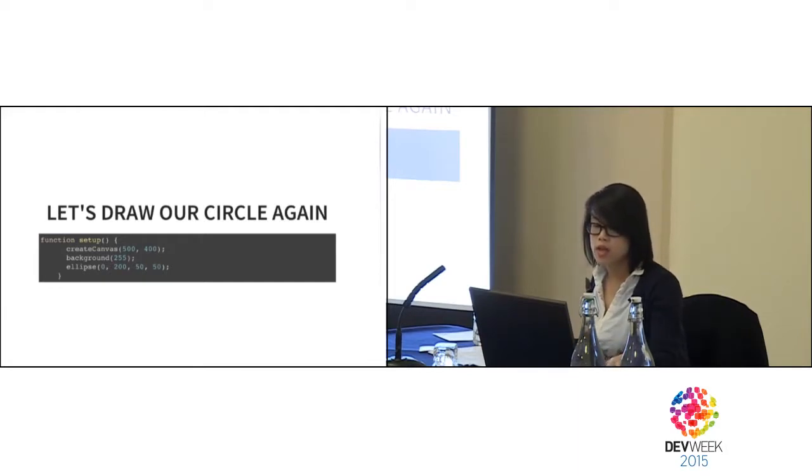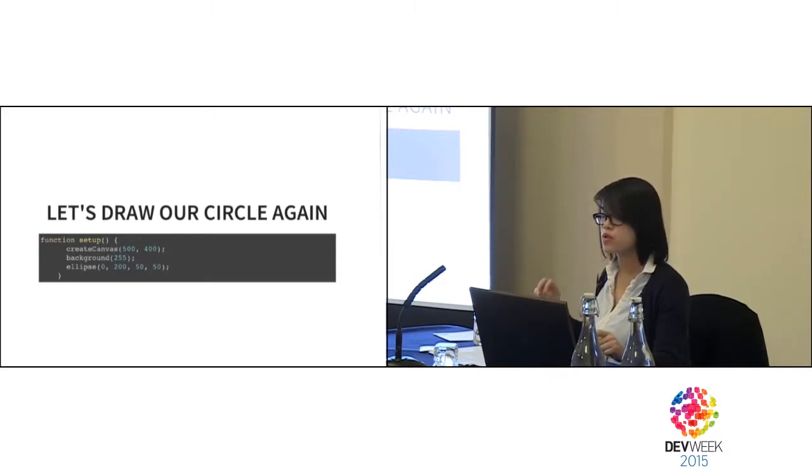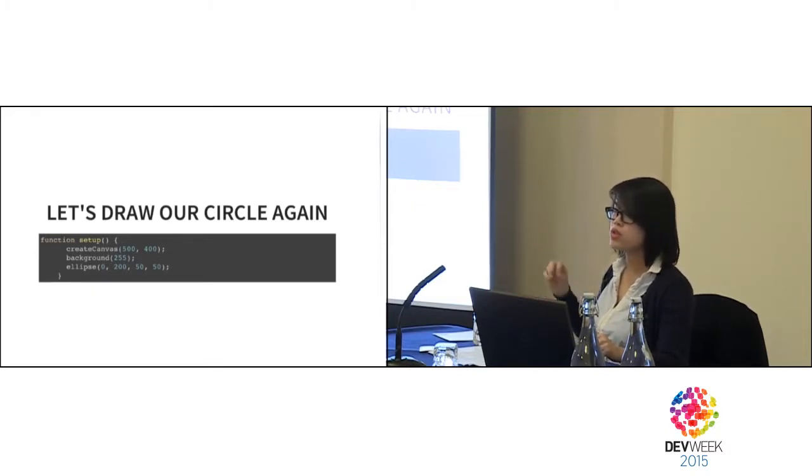Here we have createCanvas, and we're setting a width and height of 500 and 400. createCanvas actually appends the canvas element to our DOM. Then we're setting our background to white, which is 255. So the color space for P5.js goes from 0 to 255, 0 being black and 255 being white, and you'll use 0 to 255 to set red, green, blue channels if you ever want to set a color.